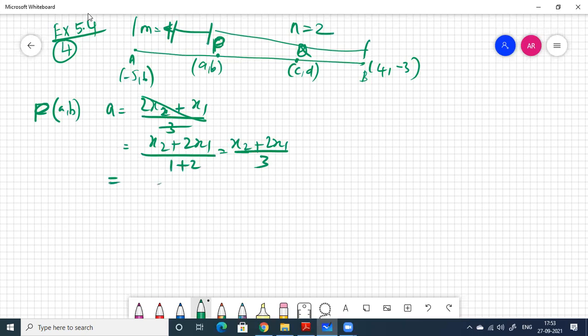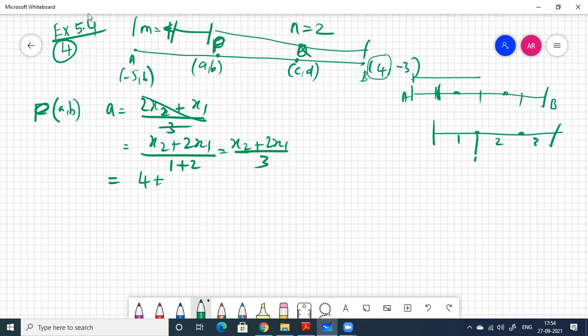Now let us do, what is x2? This is x2. x2 is 4. Uncle, how to find the M and N? No, for trisection. Trisection means one line will be divided into 3 equal parts. If you divide AB into 3 equal parts, 1, 2, 3, this point is P, this point is Q. And this is A, this is B.